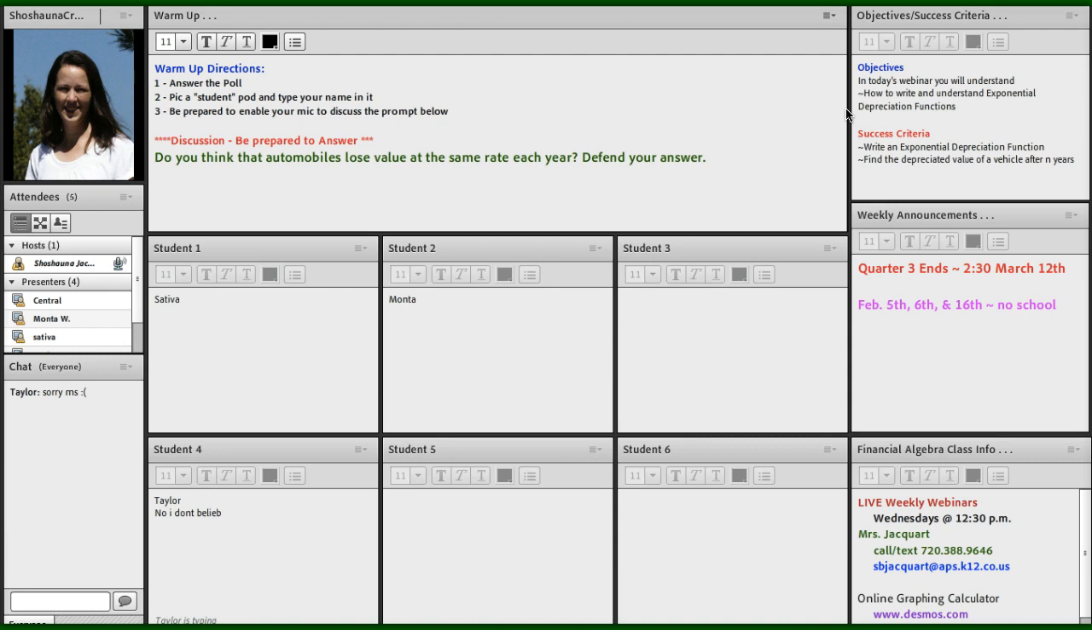So do you think that automobiles lose value at the same rate each year? And defend your answer.